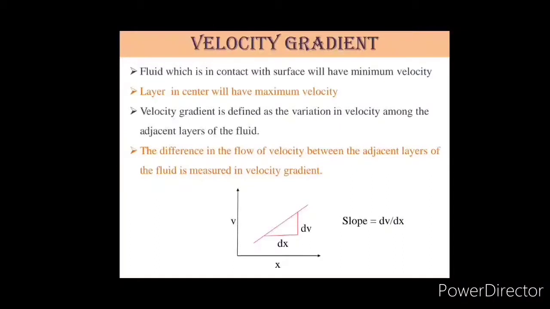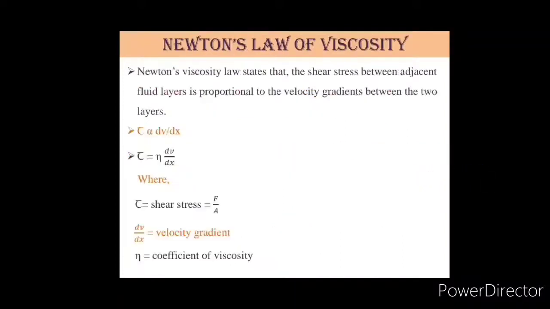If we draw the graph of distance versus velocity, then we can see that as distance increases from the surface of a tube, the velocity also goes on increasing. And its slope, that is dv by dx, is nothing but the velocity gradient.